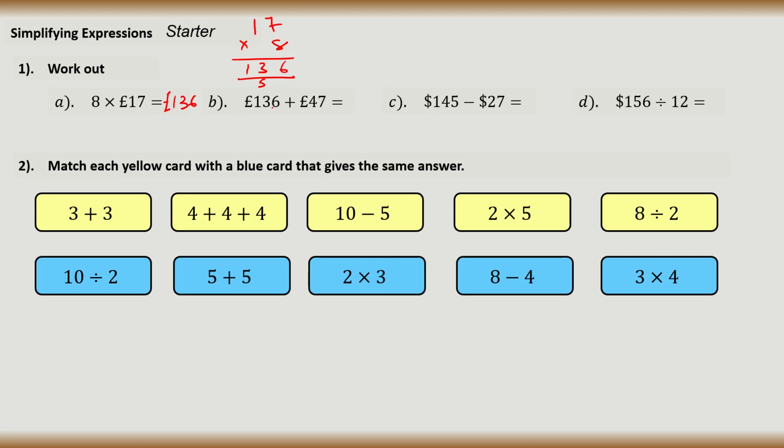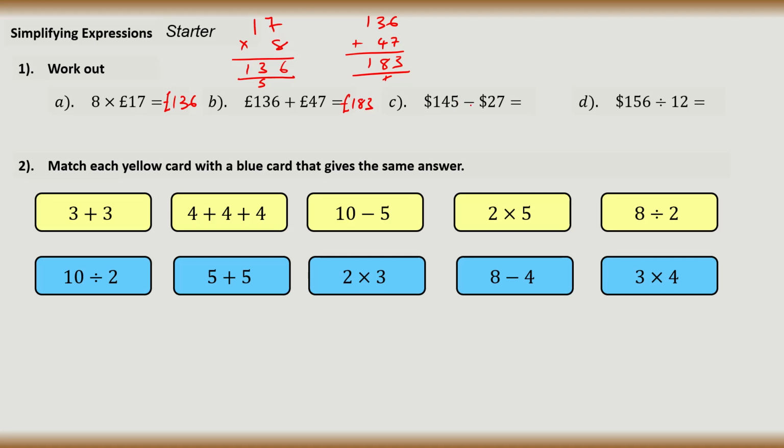Next one is 136. There's a coincidence. Plus 47. So we've got 136, add 47. Put a symbol there. 6 add 7 is 13, so 3 carry the 1. 3 add 4 is 7, plus the 1 gives me 8. Don't forget to cancel that 1. And 1 add nothing is 1. So that's 183 pounds.